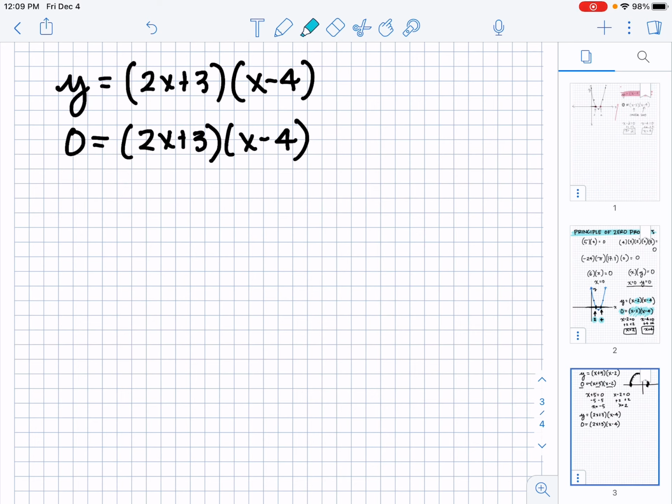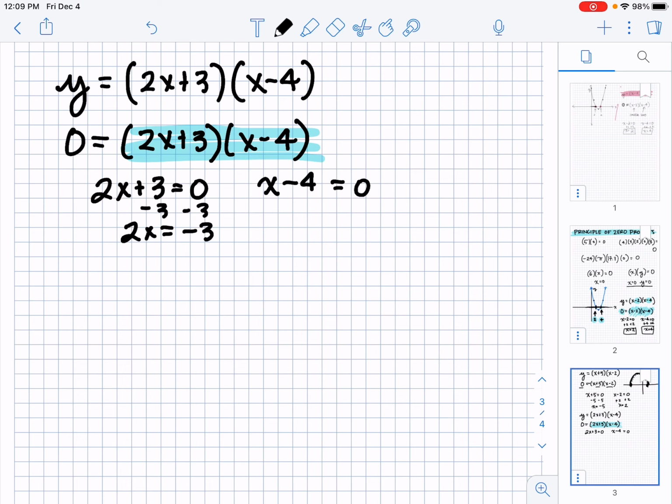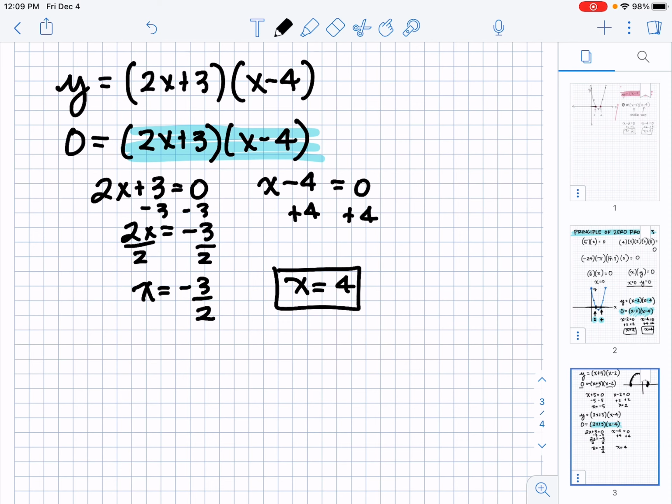You would say, I have a product, numbers that multiply to make 0, and that means that either 2x plus 3 is equal to 0 or x minus 4 is equal to 0. And I solve for both. Subtract 3 from both sides. 2x equals negative 3. Divide by 2. X equals negative 3 over 2. Or add 4 to both sides. X equals 4. These are both of the x-intercepts of the parabola.